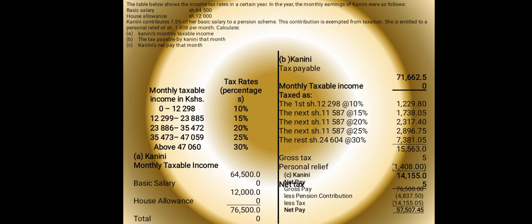Now we compute the total taxable income by adding the basic salary and house allowance, and then less pension contribution, because this is exempted from tax. Now you get the taxable income and tax it according to the tax brackets. Then what will be the gross pay? The net pay will be the gross pay less pension contribution less tax.